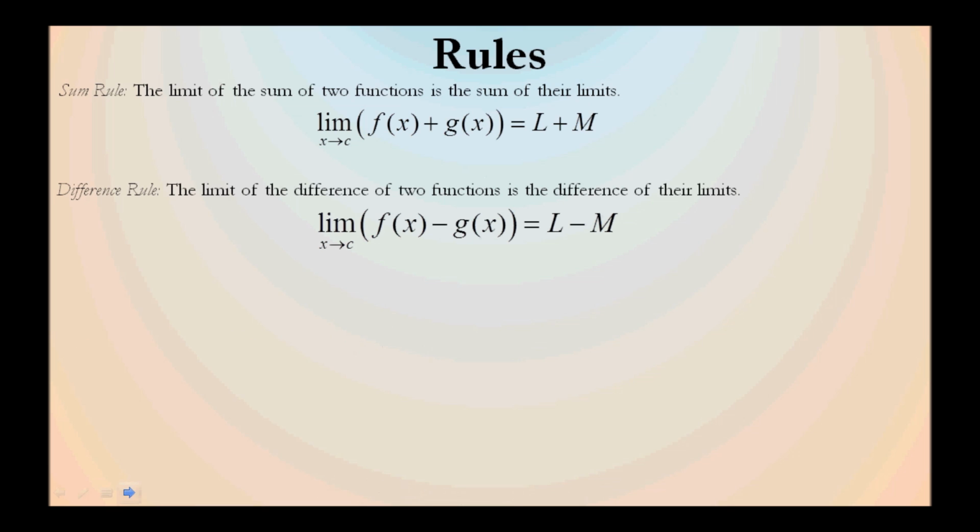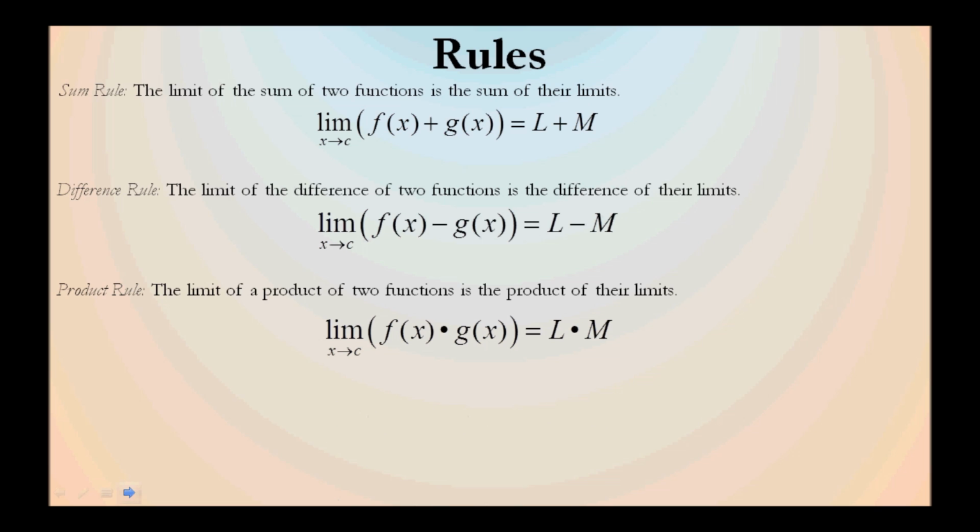Similarly, the limit of the difference of two functions is the difference of their limits. So the limit of the quantity f of x minus g of x as x approaches c is equal to L minus M. The product rule. The limit of a product of two functions is the product of their limits. So the limit of the quantity f of x times g of x as x approaches c is equal to L times M.